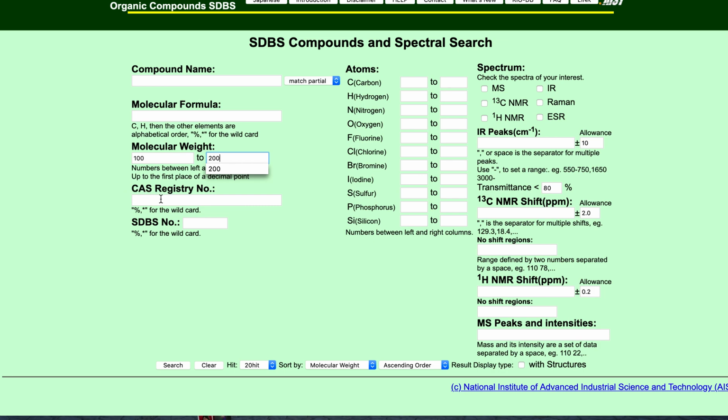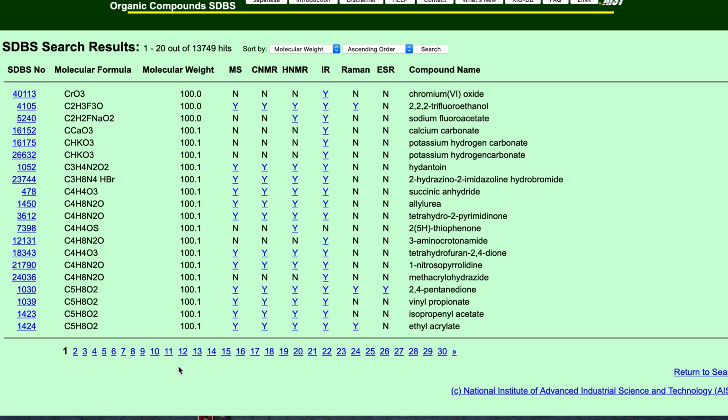Every compound on this planet has a number. Or you can even add the SDBS number if it's in the database and you've bookmarked it or recorded the number. Okay, let's see what's there from 100 to 200 grams per mole. So we'll do search down here. And then we get a nice selection of compounds. I'm going to look for a nice one for you. And I am going to select succinic anhydride.